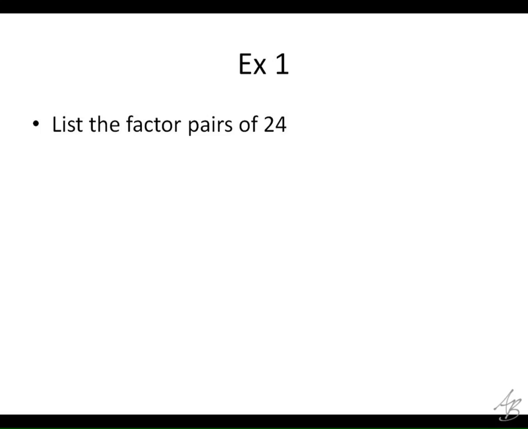So first example, what we want to do is we want to list the factor pairs of 24. So what we're going to do is list numbers, two numbers at a time, right? The easiest way to do this is start with the one that we know is always going to work. What's always going to work? 1. All right, so the first factor pair is 1 and 24.